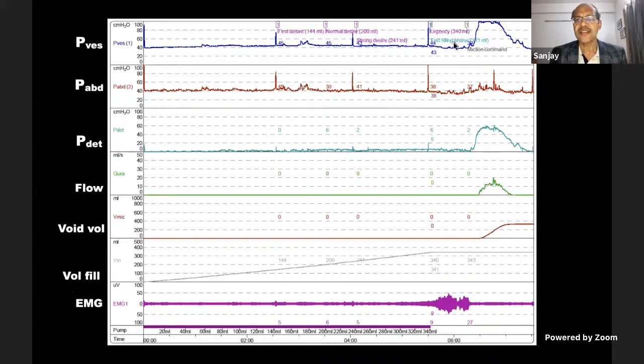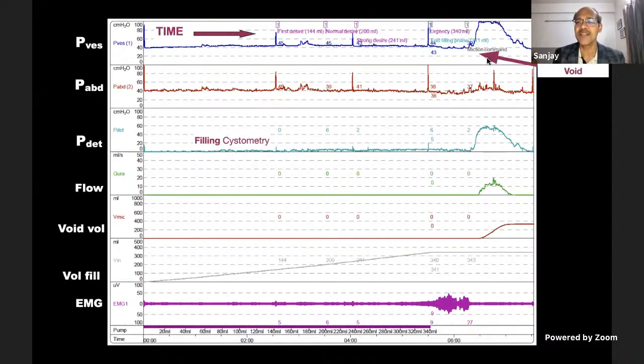So let's look at a trace here. The upper line is P vesical. That's the time axis. You have red for rectum. You have the PDET value, which is a subtracted recording, as I said. From here to here is all up to this point, the filling cystometry. And then towards the latter part is all the voiding cystometry. So that's the PDET. This is the flow channel. That's the voided volume.